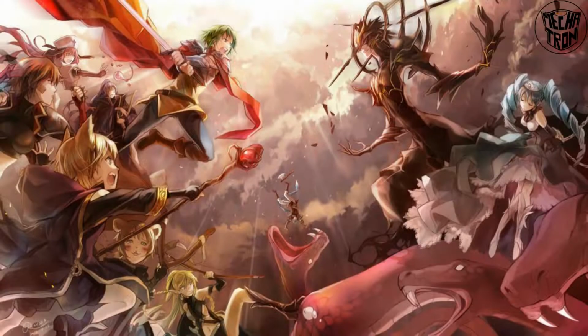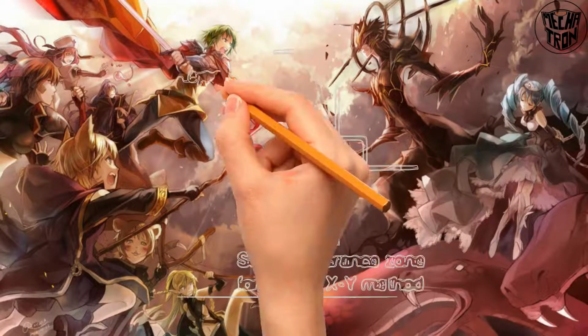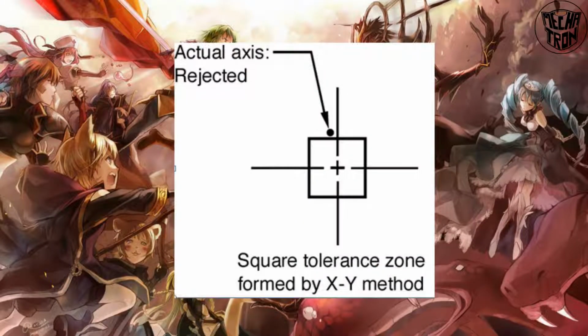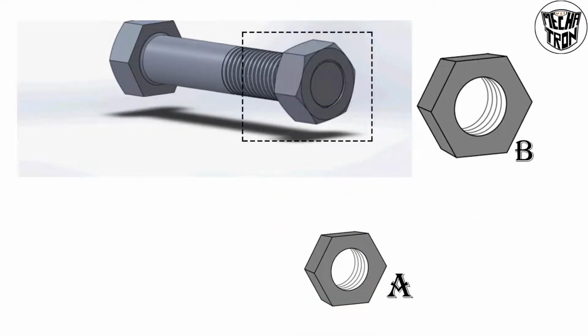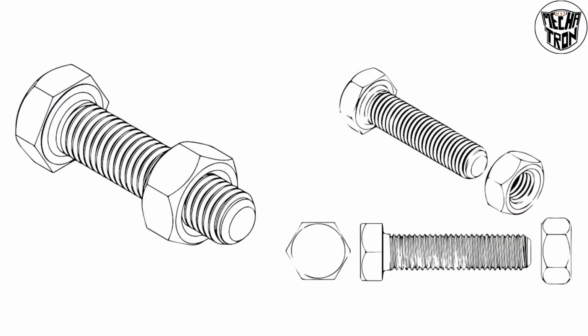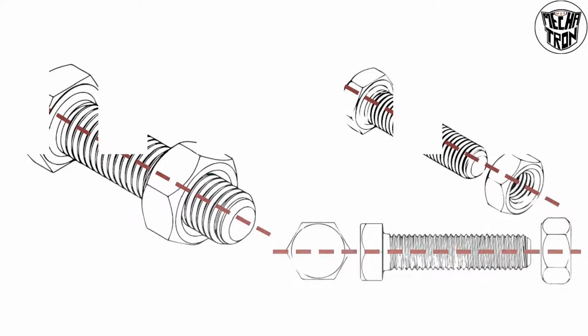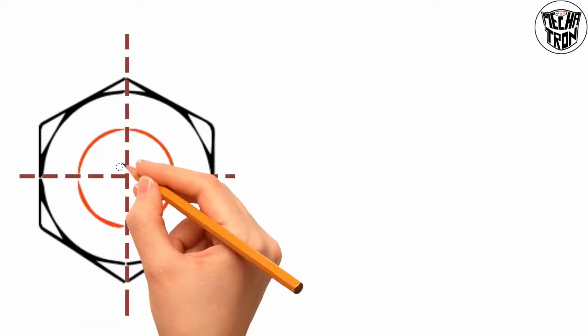During World War II, we used this square tolerance zone. I will clarify its use in industry with an example. For this, we can take this nut and bolt combination. We can take the nut for more clarity. For the nut, this is the axis line, and this is the center point.